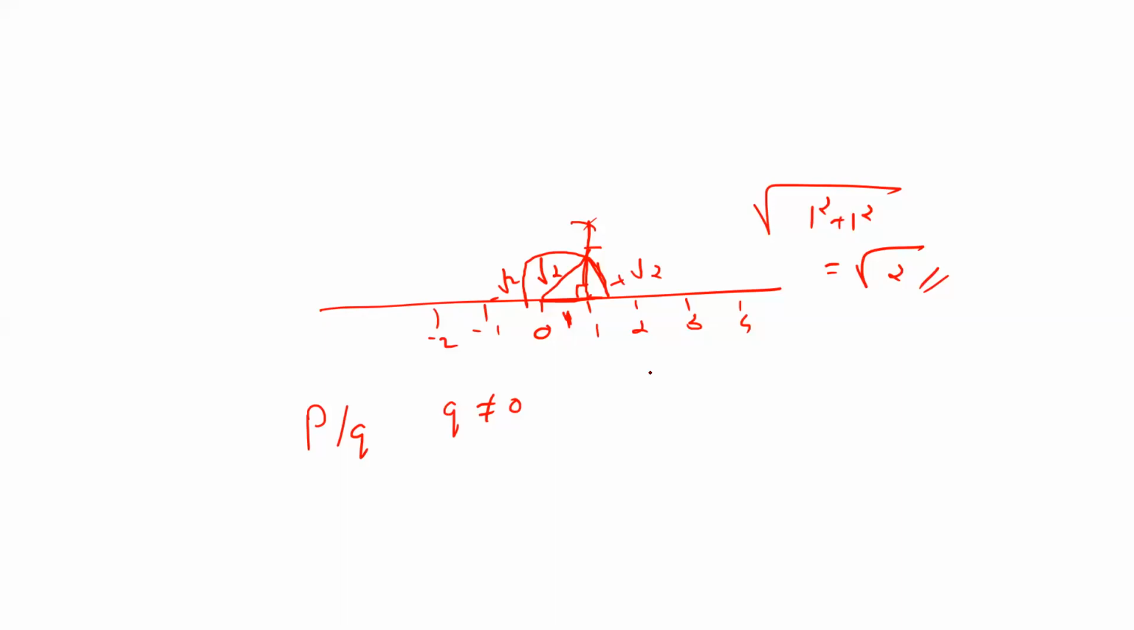And without actual division, how do you find out whether a rational number is terminating or non-terminating? Suppose the denominator is either 2 or 5 or both 2 and 5, then the decimal is terminating. Otherwise, it is non-terminating.